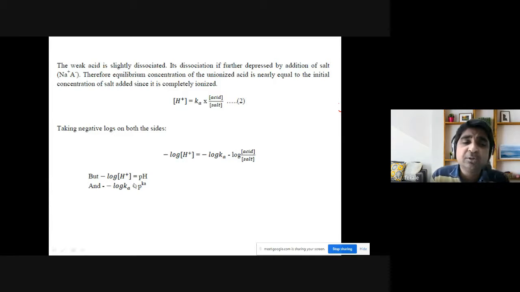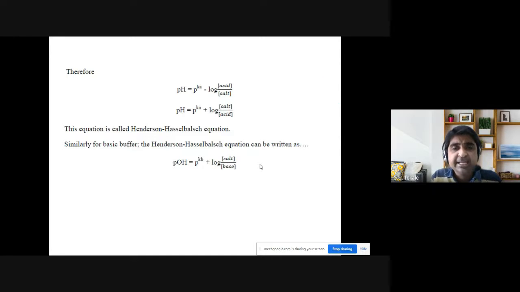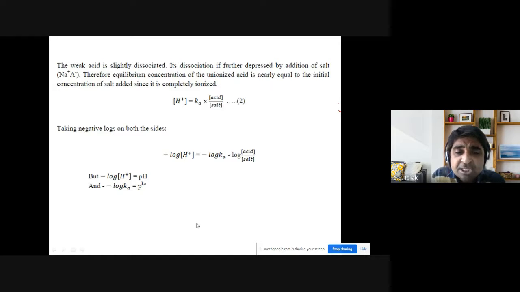So applying negative log on both the sides, by definition, negative log of H plus ion is the pH of the solution. Negative log of Ka is nothing but pKa, and this is the term. And if I want to reverse this term and bring a plus sign, I need to write the salt concentration in the numerator and the concentration of weak acid in the denominator. And therefore, if we put these two values in this equation, this is pH, this is pKa, minus log of acid upon salt.